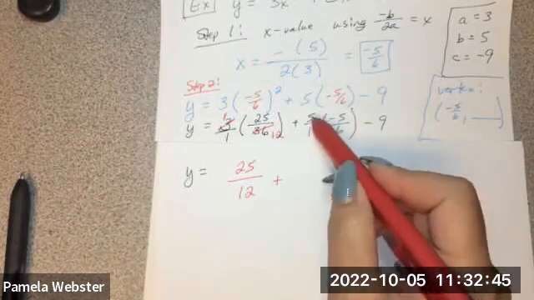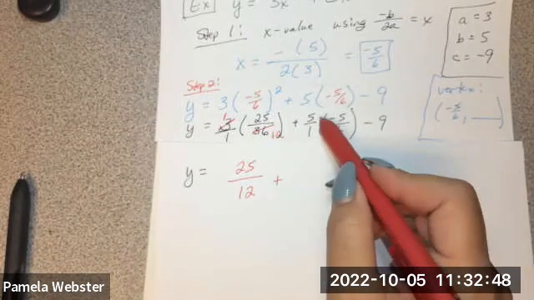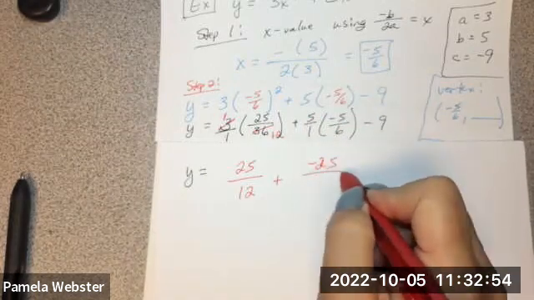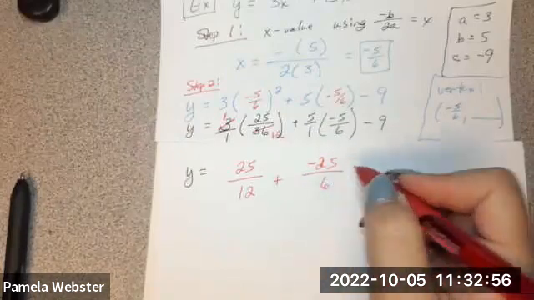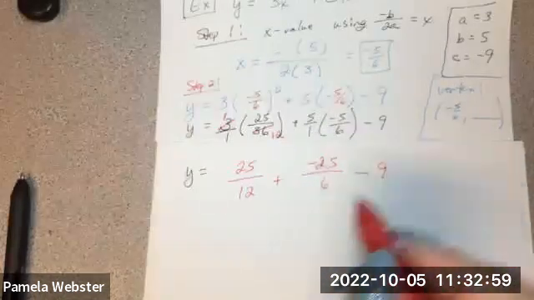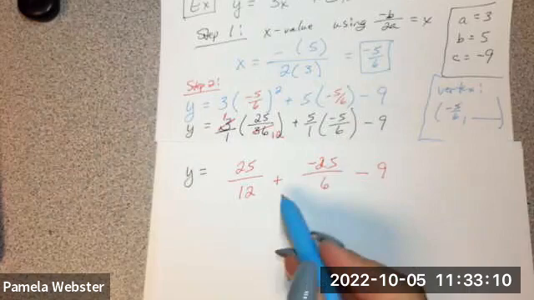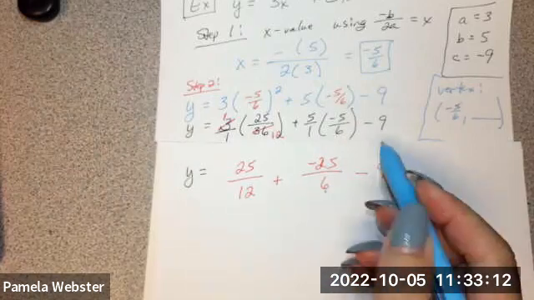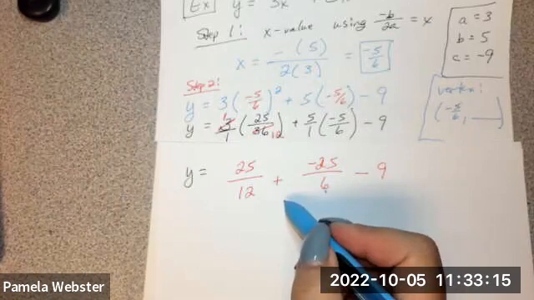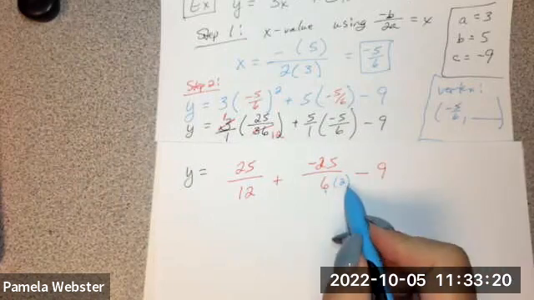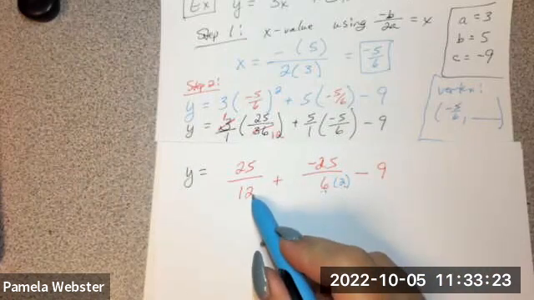And then here, the 5 and the 6 don't have anything in common, so I can't reduce. So I'm just going to go 5 times negative 5 on the top is negative 25, and 1 times 6 on the bottom is a 6. Okay. And I've still got this minus 9 just kind of hanging around at the back. All right. Now, I think that this is going to turn out not too horrible because I've got a 12 and a 6. To add fractions, I need a common denominator, right? I can get that common denominator by multiplying the bottom of this fraction by 2. 6 times 2 will give me a 12.